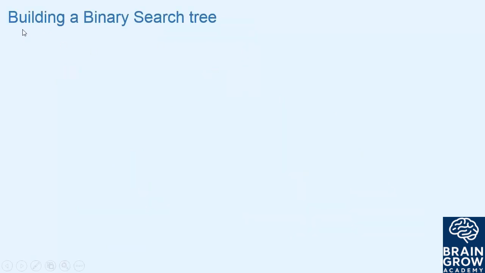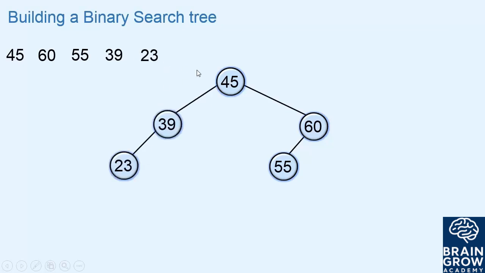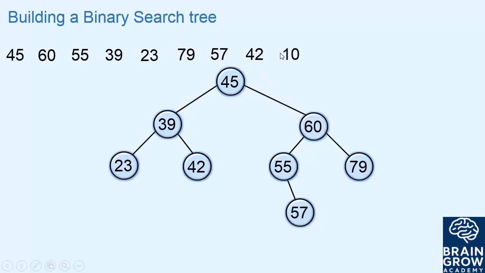Now we'll insert some keys in an initially empty binary search tree. First, this 45 has to be inserted, so it becomes a root node. 60 is greater than 45, so it becomes a right child. 55 is greater than 45, less than 60, so it comes here. 39 is less than 45, so it comes here. 23 comes here. 79 comes here. 57 comes here. 42 comes here.